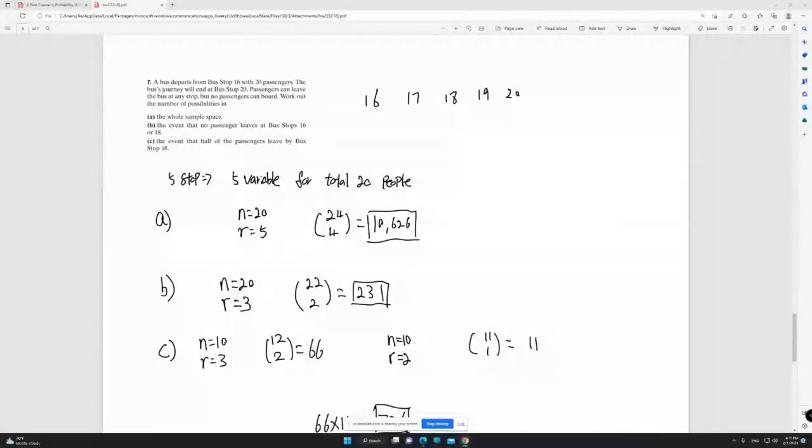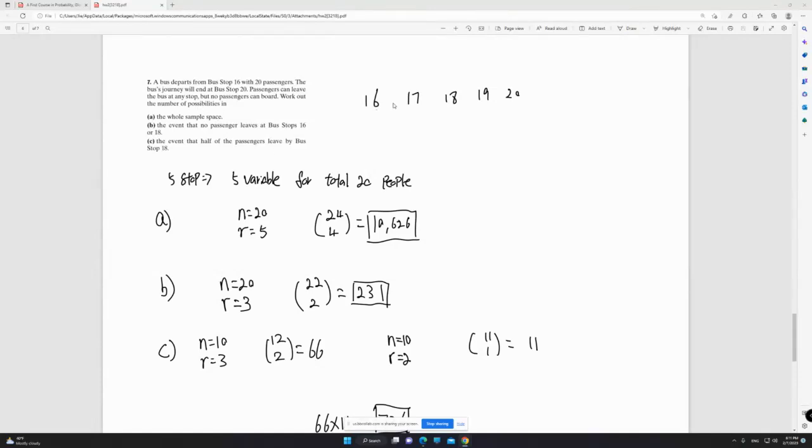Can I see my screen now? Yeah. So this problem is from chapter 2:7. A bus departs from bus stop 16 with 20 passengers. The bus journey will end at the bus stop 20. Passengers can leave the bus at any stop, but no passenger can board. Work out the number of possibilities in A, the whole sample space.